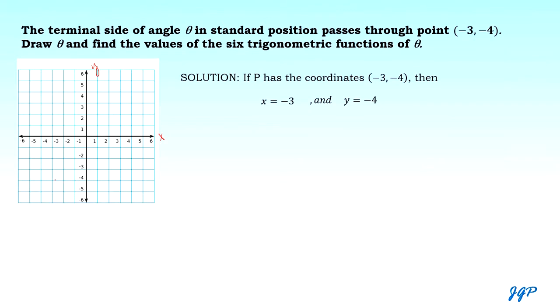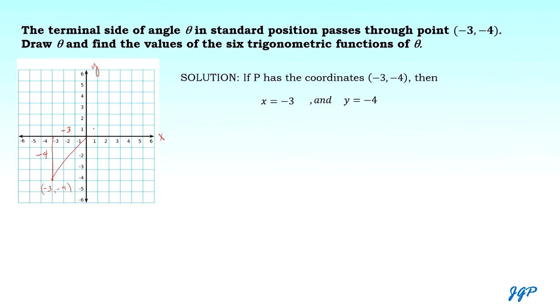And then we meet them. So here now is the point, and that is (-3, -4). To create the triangle, you will draw a vertical line from the x-axis to the point (-3, -4), and another from the origin to the point (-3, -4). So we have now a triangle. So this one is our -3 and this one is our -4.